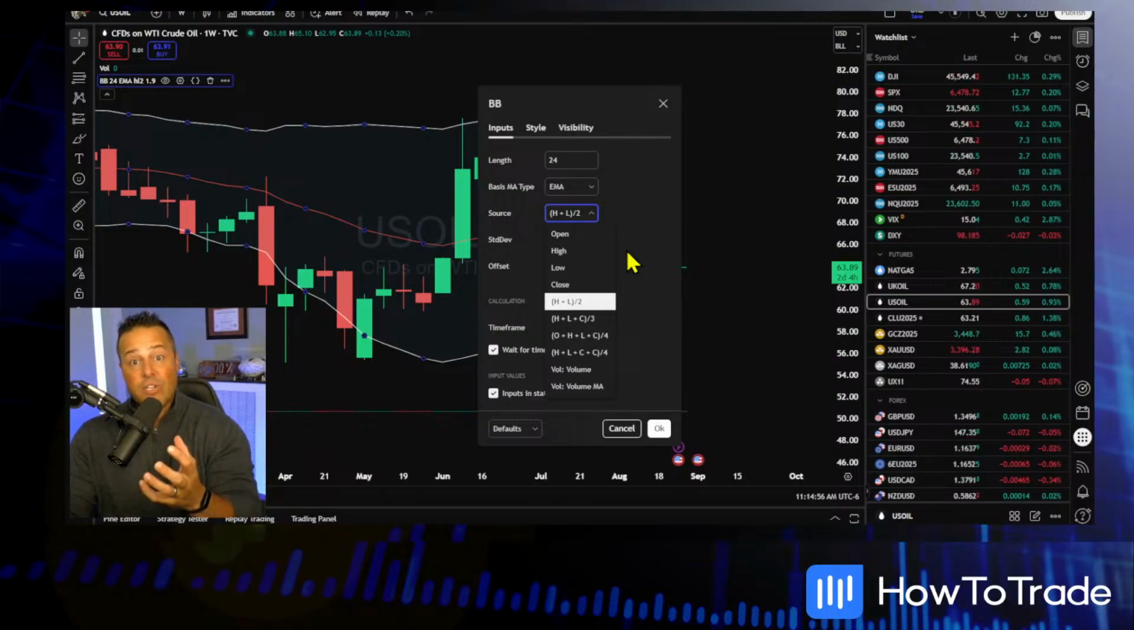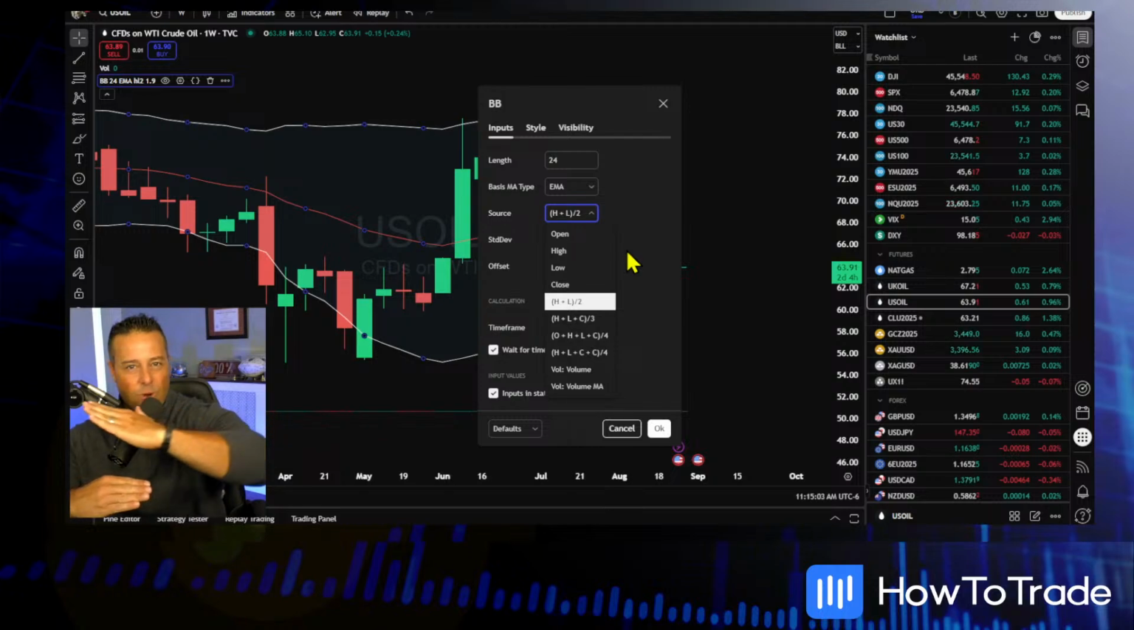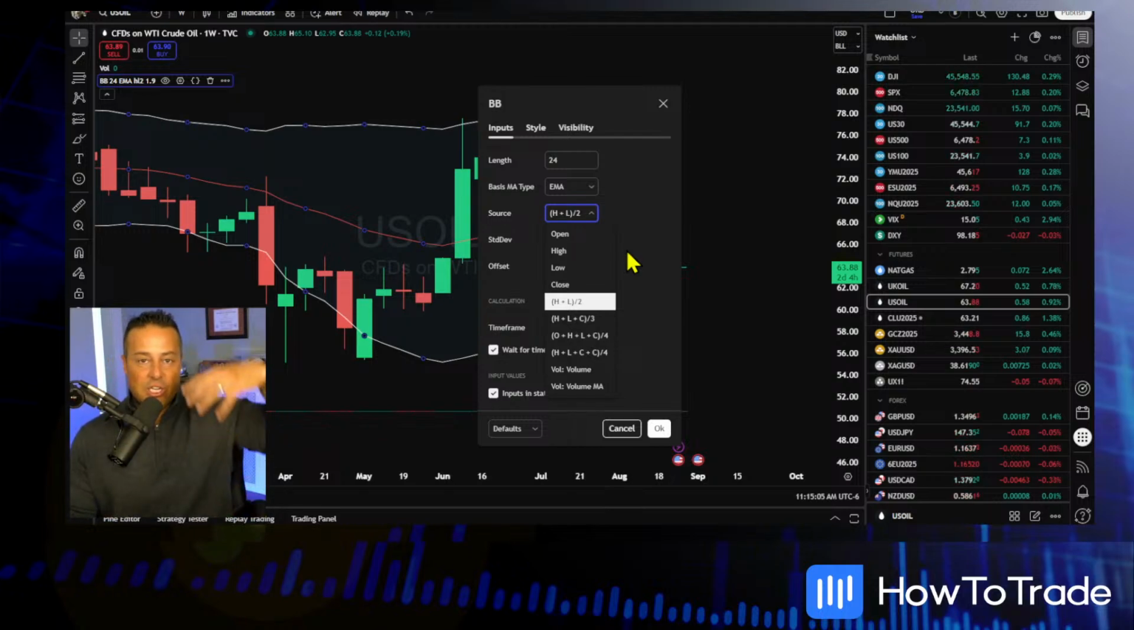for my moving averages, which are going to be my Bollinger Bands, my envelope. I want my envelope based on price going through the middle of those price bars. I don't want to get thrown off by an extreme high or an extreme low. I want a baseline value.